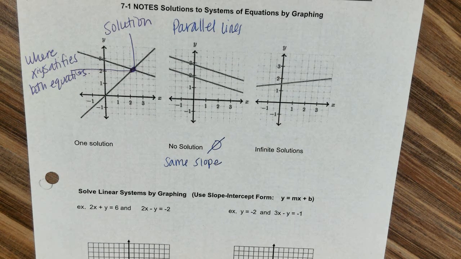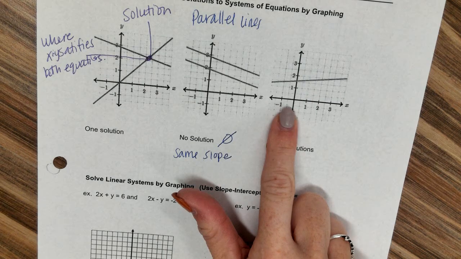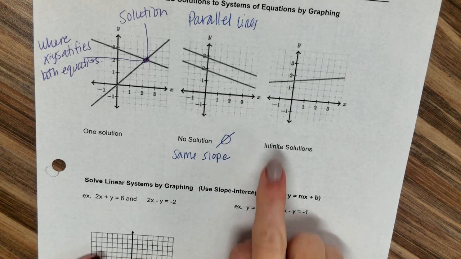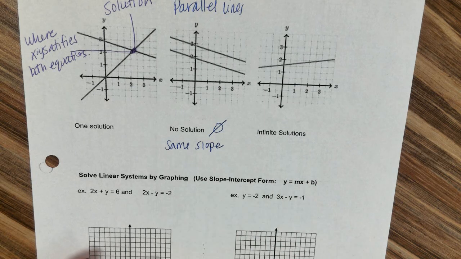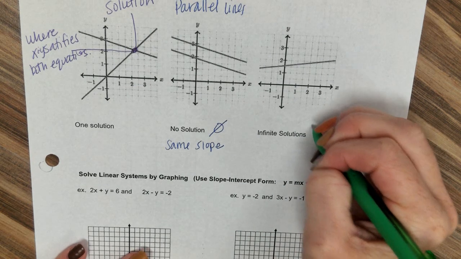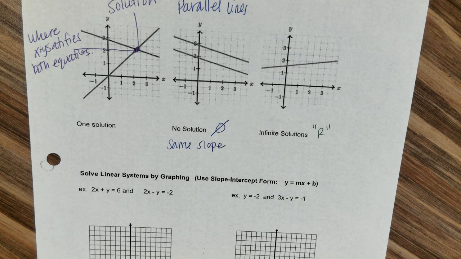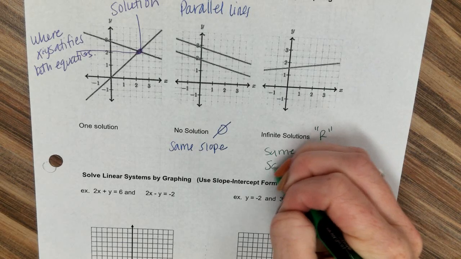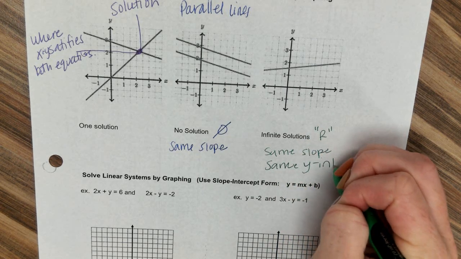Now, in this last one, there are two lines graphed on this picture. But what can you tell me about them? They're the same line. So they graphed it, and then the next one fell right on top of it. These are the same line. What's going to happen is it's going to be infinite solutions, or you're going to put all real numbers. Meaning every point that falls on the line is a solution to both equations because they ended up being the same line. These will have the same slope and the same y-intercept. Same slope, same y-intercept.